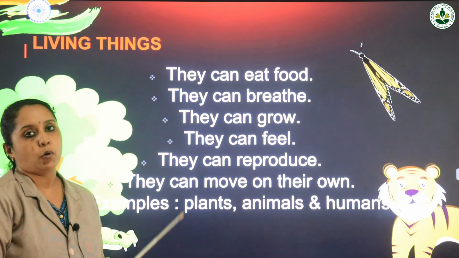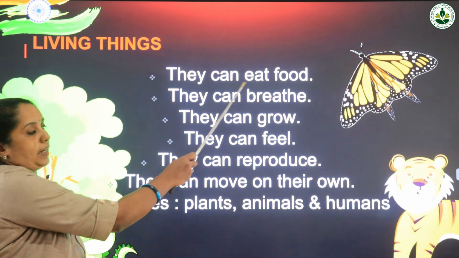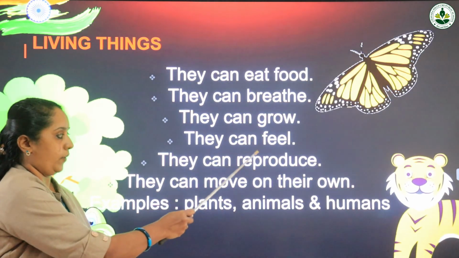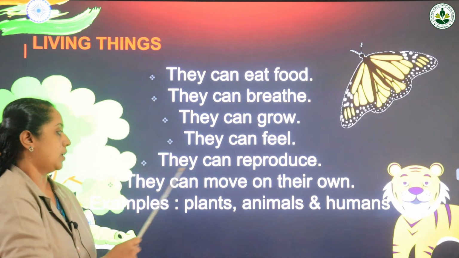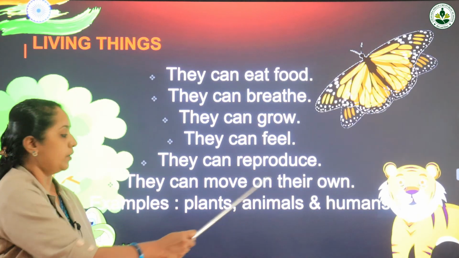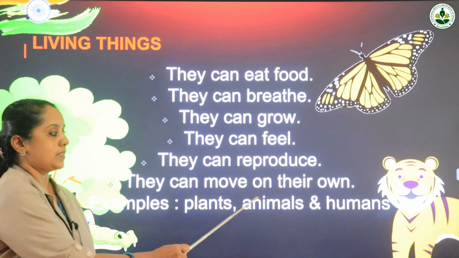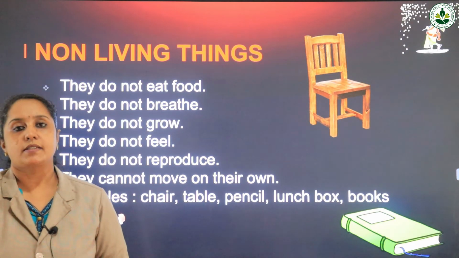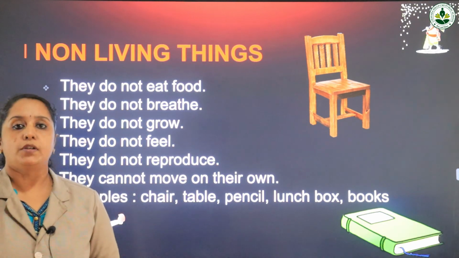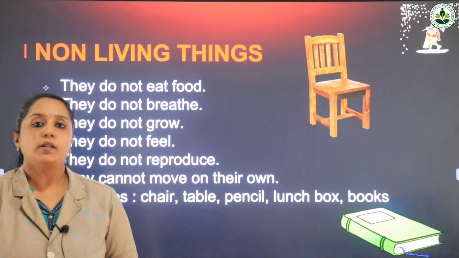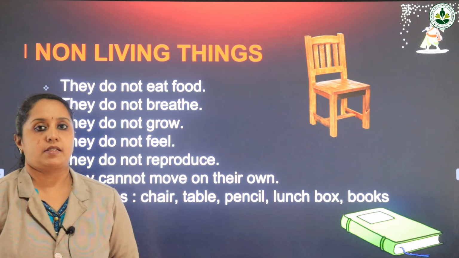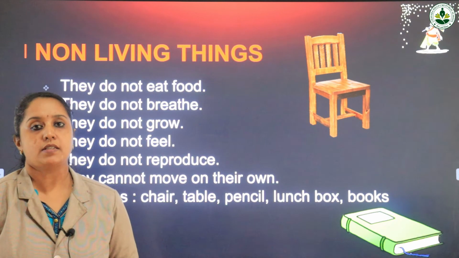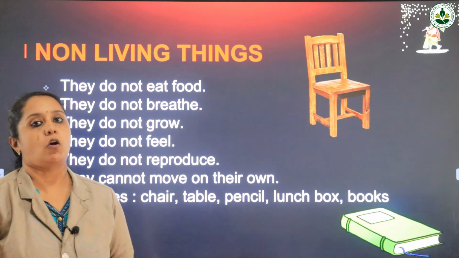So let us see the points once again. Living things can eat food, they can breathe, they can grow, they can feel, they can reproduce, they can move on their own, and the examples are plants, animals and humans. Now what about non-living things? In our first slide we saw a number of non-living things. So all the living things have special characteristics and all the non-living things possess the opposite characteristics of living things, that is just the opposite.